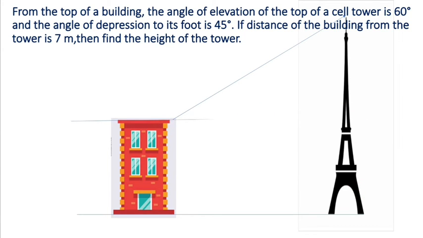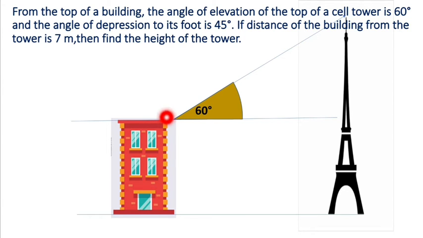This line indicates the horizontal line which is parallel to earth. Now here the angle between this horizontal line and this line of sight is 60 degrees. So here we get the angle like this. Here the angle is 60 degrees.